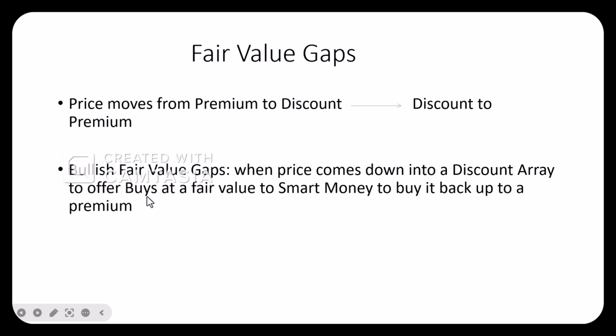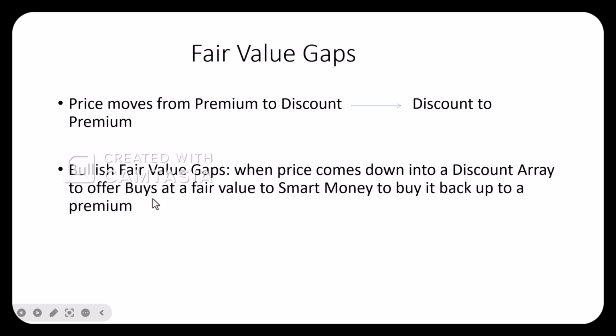A bullish fair value gap, which is our BC. When price comes down into a discount array, what did I say? Price moves from premium to discount. So price is coming from a premium side of the market. It's coming back down into a discount array, which is our bullish fair value gap, to offer buys at a fair value.